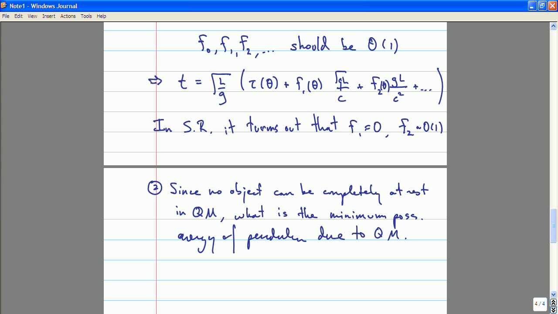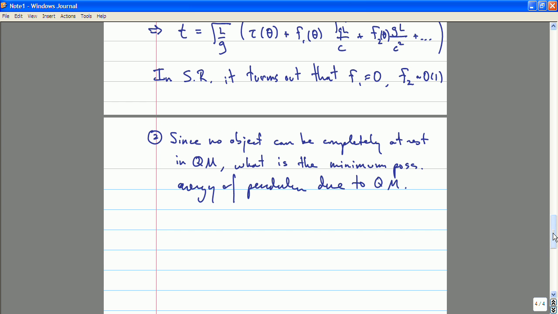So, again, the question that I have posed here is to estimate the energy of the pendulum. And I remind you that the basic parameters that we have to play with are the mass of the pendulum, the length of the pendulum, the acceleration due to gravity, which is the length in units of time squared, and Planck's constant, which has units of mass times length squared over time.